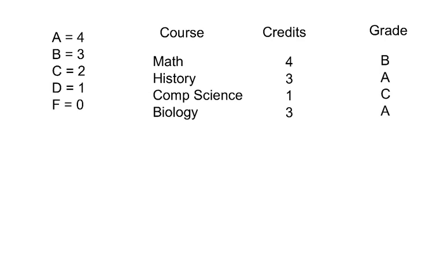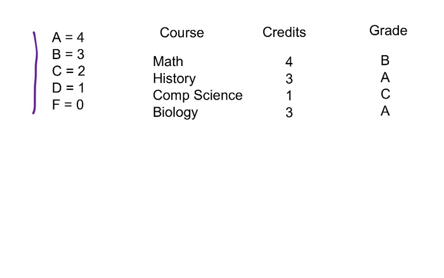Okay, something you may be familiar with already, over here on the left, is the idea that each grade that you could earn in a course has a value associated with it. A's are worth 4 grade points, B's are worth 3, C's are worth 2, D's are worth 1, and F's are worth nothing.